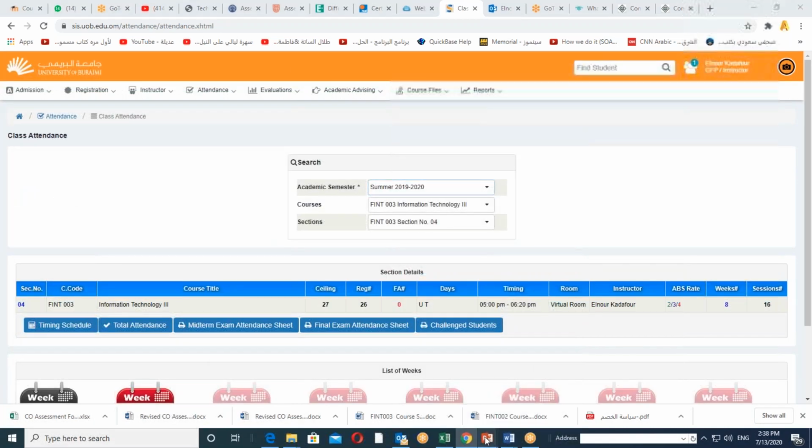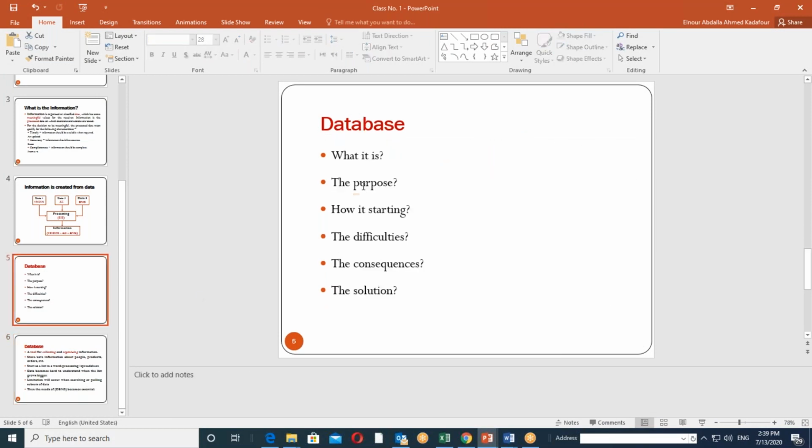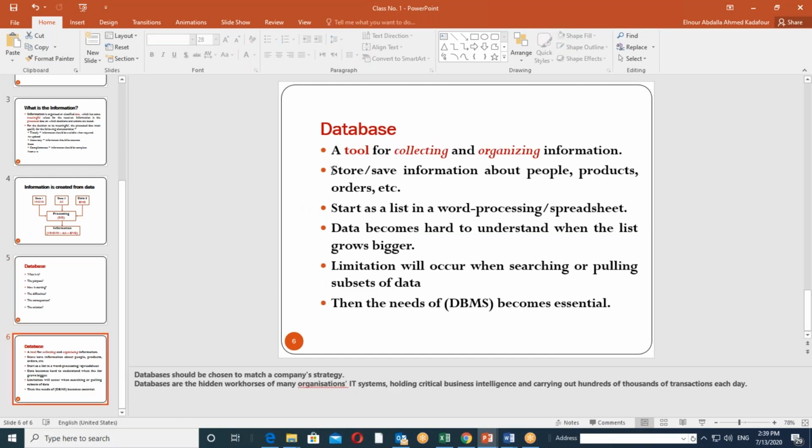Getting back to our slide. So the database is a tool for what? For collecting and organizing information. Then what is the purpose of this database? Only one thing. I want to store the data. I want to store the information. That's it. So only one purpose of the database: to save our information.